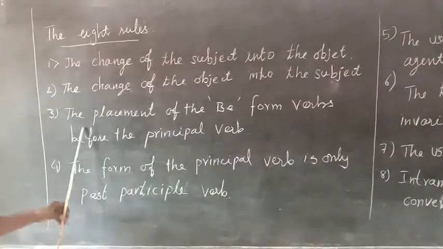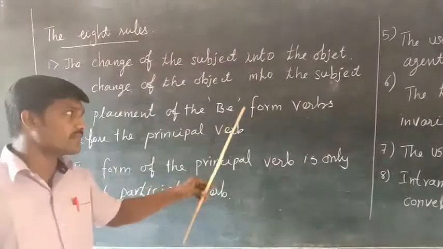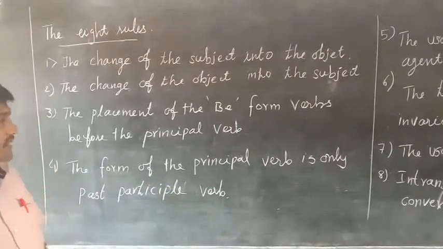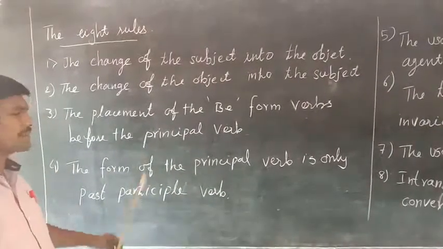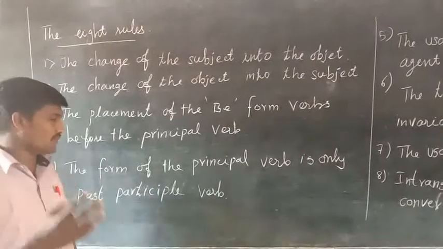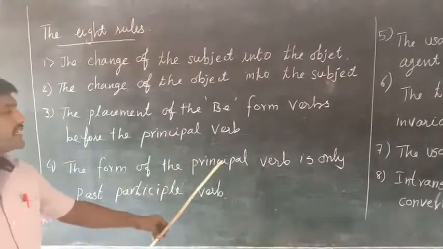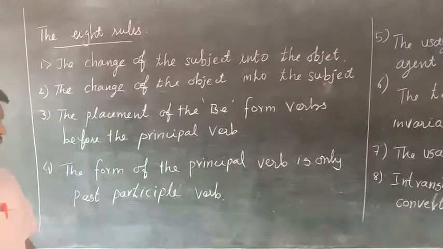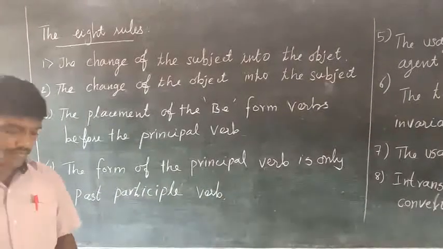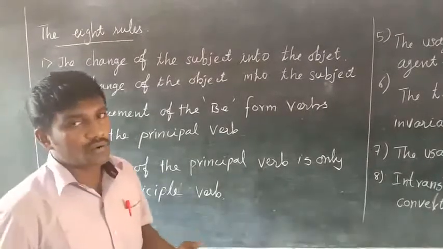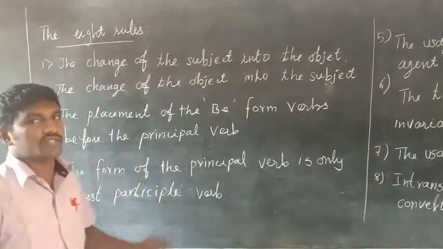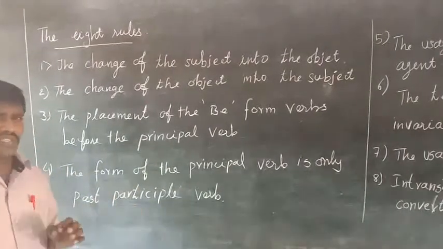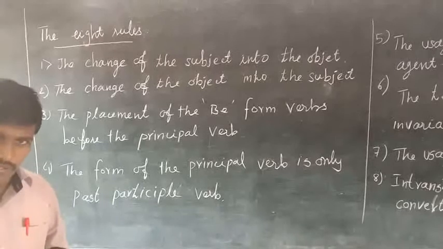Okay, fine. The placement of the be form verbs is before the principal verb. What is the principal verb? It is the V3 form. The form of the principal verb is only the past participle. Say for example, write, wrote, written. We have to use the third form, that is called the V3 form. So it is a very easy way to identify the passive voice.